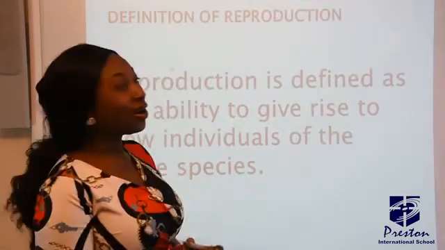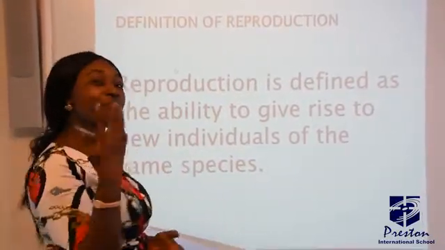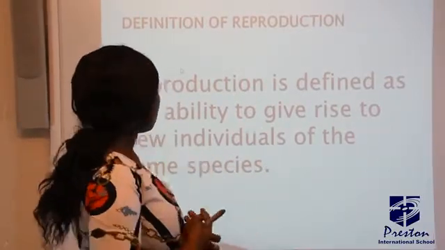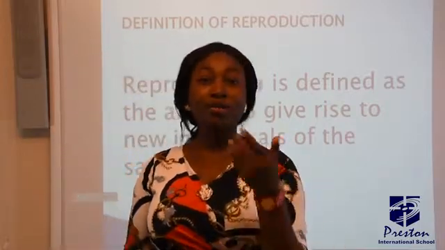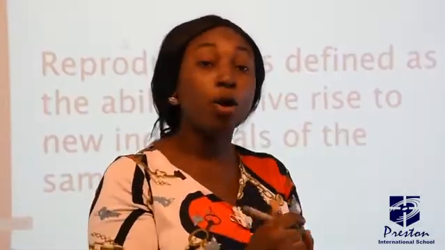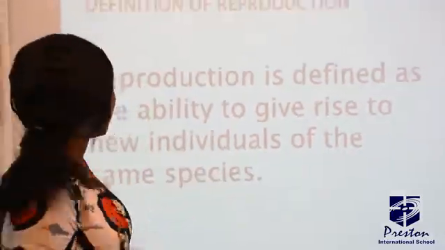Okay. Now, what do we define reproduction as? Reproduction is defined as the ability to give rise or to proliferate or to give birth to new individuals of the same species. Take for instance, your parents gave birth to you, right? Good. That is giving rise to you and your siblings, the same species. You look like your parents. You came from the same species as your parents. Goats will give birth to a goat. A sheep will give birth to a sheep. A human being will give birth to a human being, just like that. That is what reproduction is.